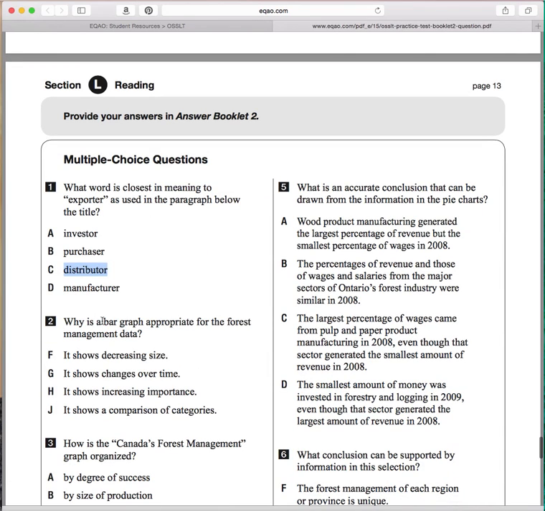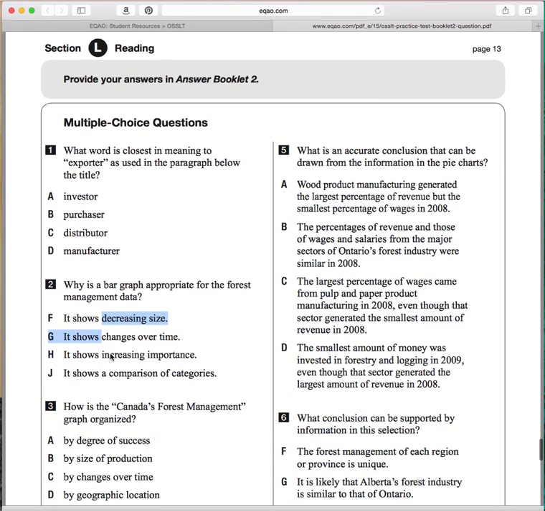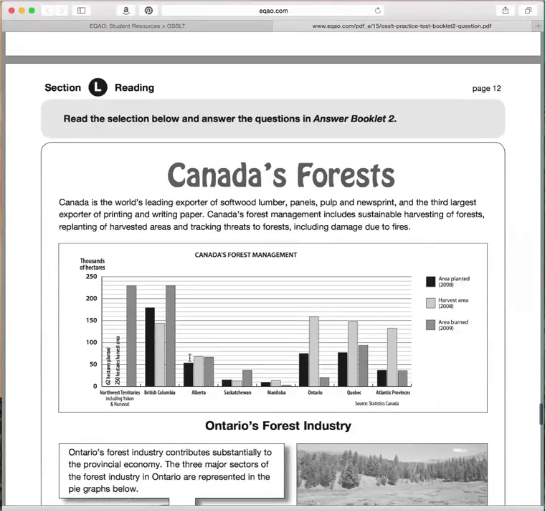Bar graphs. Why is a bar graph appropriate for the forest management data? It doesn't necessarily show decreasing size, or changes over time. Those two things are referring to a line graph. You would see those things. Showing increasing importance doesn't show that directly. What a bar graph is showing in this case, specifically this bar graph, is a comparison between categories. This is the bar graph, and they're comparing the different provinces. So we see that we can compare the forest management in different provinces in this bar graph.